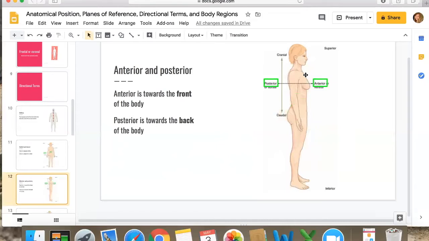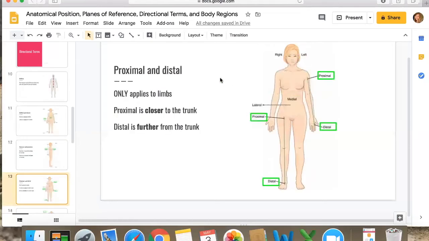Next, we have anterior and posterior. Posterior is going to be referring to a direction towards the back of the body, and anterior is referring to the direction towards the front of the body. So you could say the buttock is posterior to the ear. Okay.